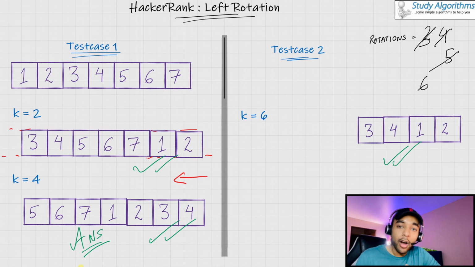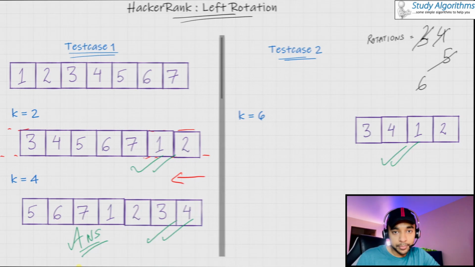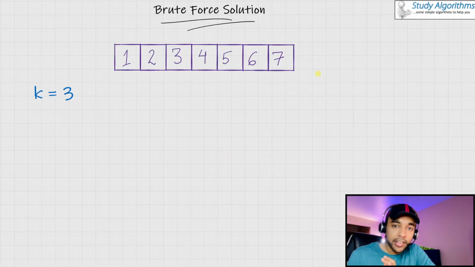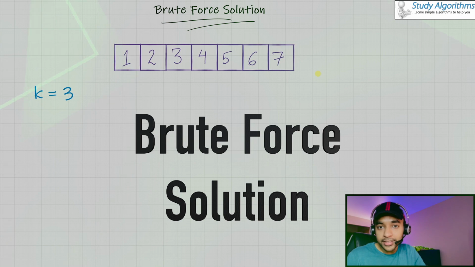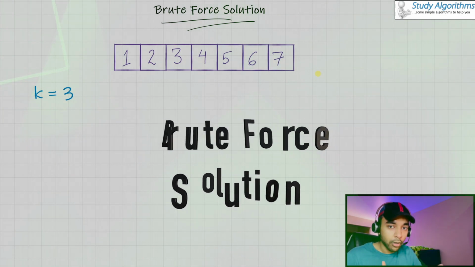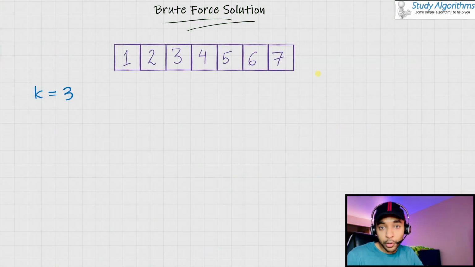Now let us see how we can go about solving this problem. As always, we will first try to find a brute force solution to the problem. That is because if a brute force solution exists, it means that the problem can be solved. Check the link in the description below to know more about brute force algorithmic paradigms. So how do you think a brute force solution to this problem would look like?